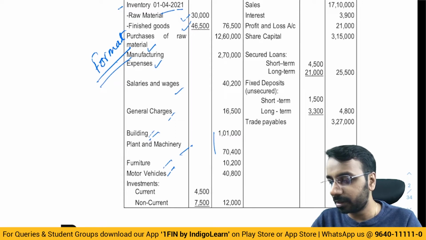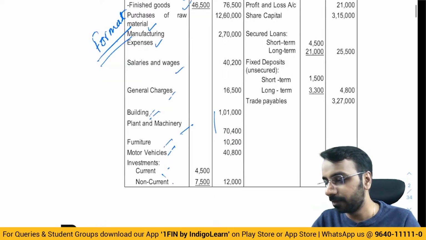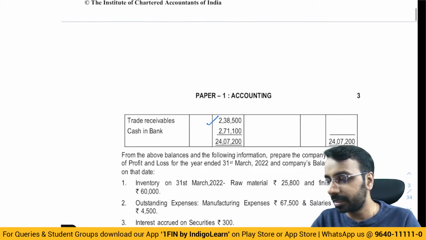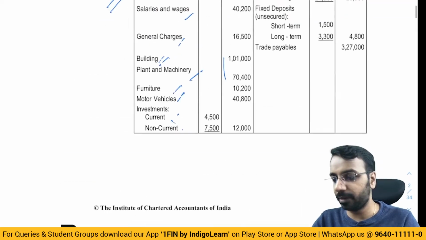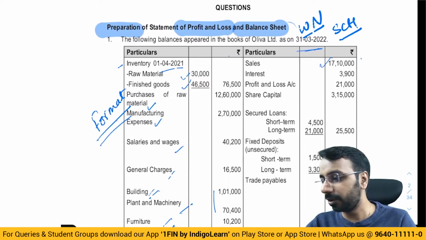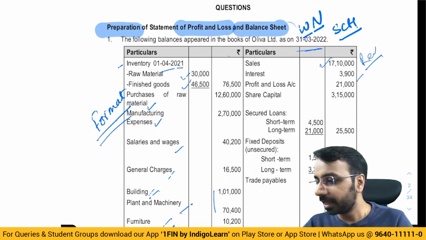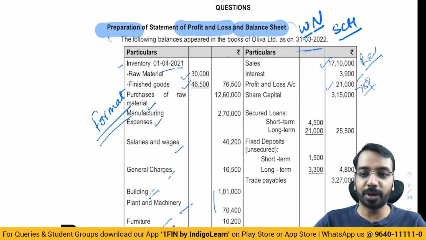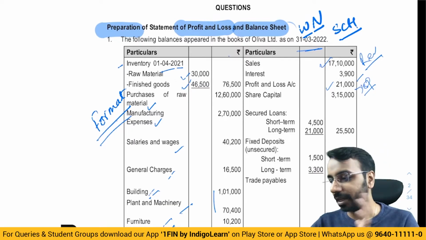Furniture, motor vehicles, investments, current and non-current is given. Then trade receivables and cash in bank has been given, right? And on the other side, if you see, sales has been given. This will be your revenue from operations. Then interest, your other income. Then P&L. P&L is what? This is your opening balance, right? So to this opening balance, you will add the current year profit and you will do it.